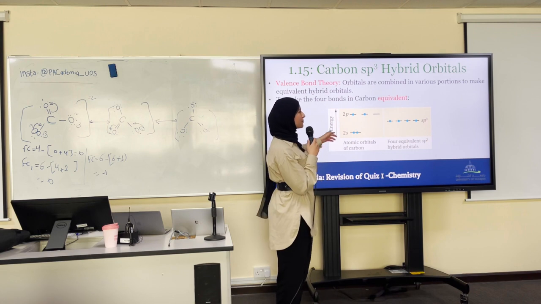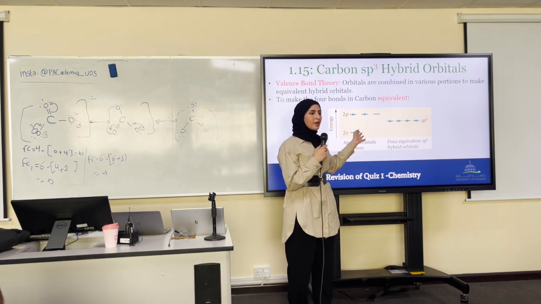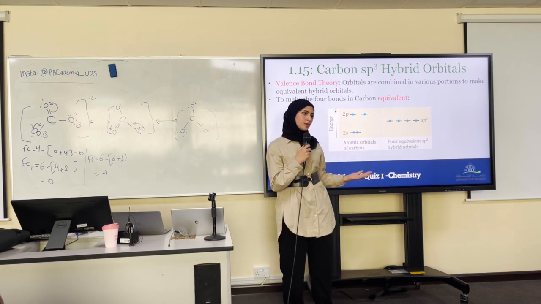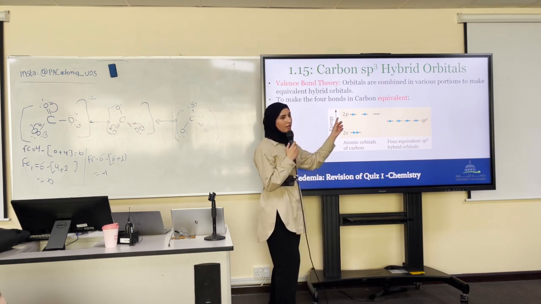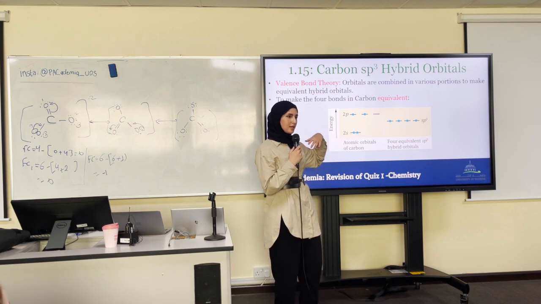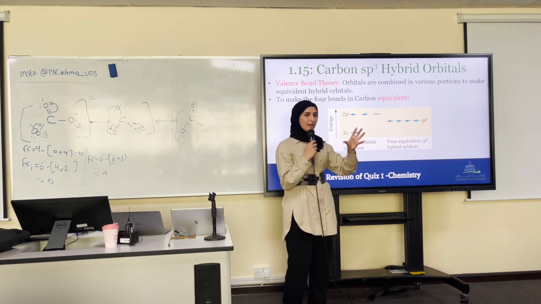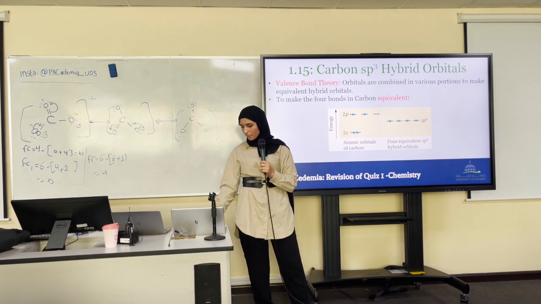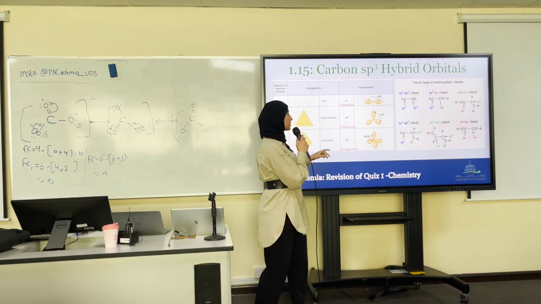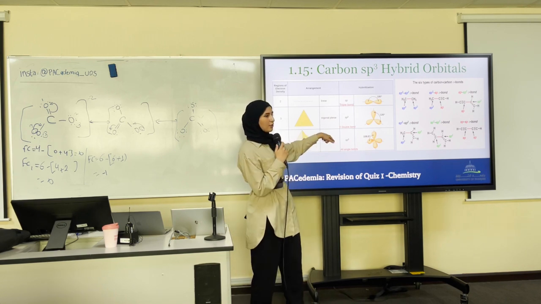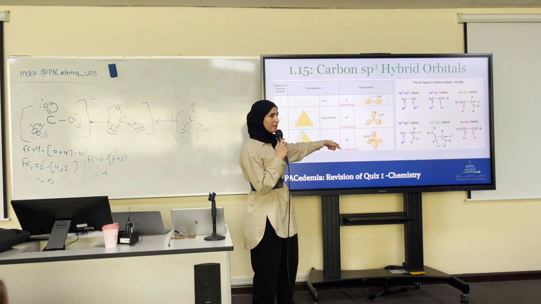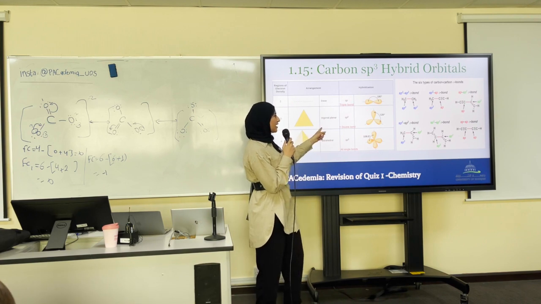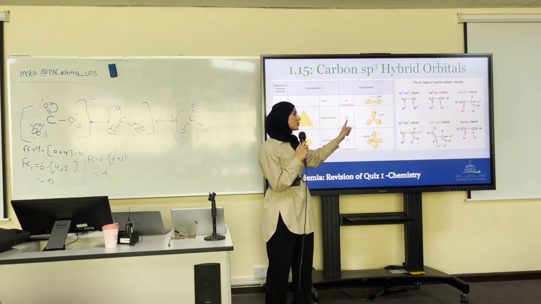Now for the carbon sp3 hybrid orbitals, as you know, the carbon is bonded to how many atoms? Four. So we need four equivalent bonds. That's why we have the valence bond theory, in which the 2s and 2p, the last subshells of the carbon atom, will form a hybrid to form four sp3 bonds. Okay? As you can see, this is also an important one to know. These are all the hybrids. As you can see, sp3 forms four bonds, which forms a tetrahedral. The trigonal planar forms an sp2, which forms three bonds.